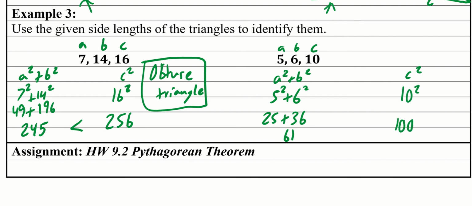So again, what pattern do we see here? We see that 100 is going to be larger than 61. So what kind of triangle is this? Again, this is going to be an obtuse triangle. Okay, so we're just using those properties that we talked about. If c squared comes out to be larger, it's going to be obtuse. If it comes out to be less, then that will be acute. Okay, so this is the work that we need to be able to do for today.